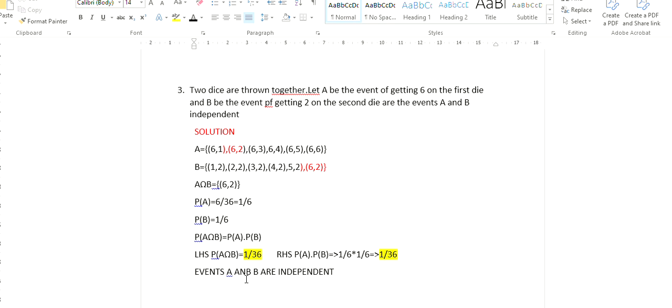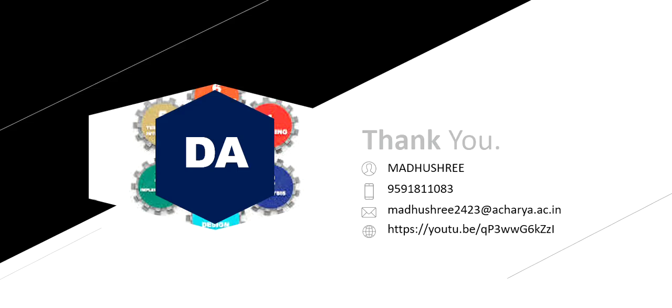If they ask whether the events are independent, then compulsorily you have to apply this formula for independent events. In the question, in case they ask about independence, you have to write this. So this is how you will solve this problem. Just think about probability of A, B, and then substitute. So that's about conditional probability.